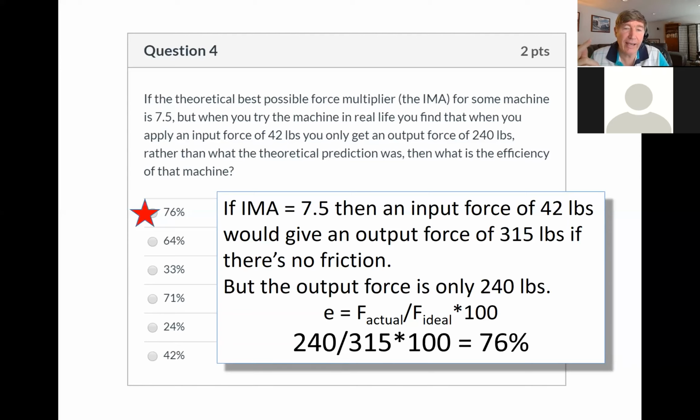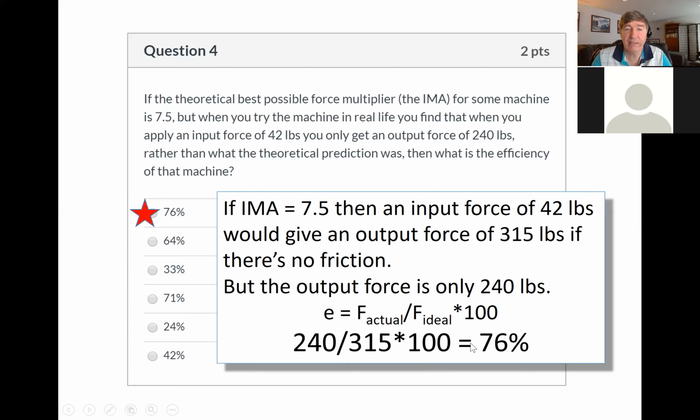So now we know that the output force ideally would be 315, but in fact it's only 240, so clearly friction is coming into play. If I want to know the efficiency of the machine, I take the actual output force divided by the ideal case, and that gives me a number less than 1. We normally express efficiency in terms of percentages, so I multiply by 100 and put a percent sign afterwards. The answer is 76% efficient. Looks like you guys are on board with that.